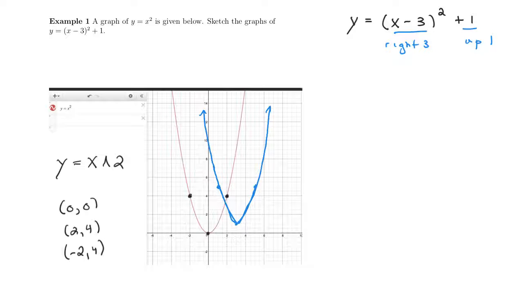So what I'd like you to try is actually go into Desmos, or if you have a graphing calculator, you could use that too. And you would just type in open parentheses, x minus 3, use the symbol for an exponent and add a 1 at the end. The graph you get should resemble the one that I just sketched.